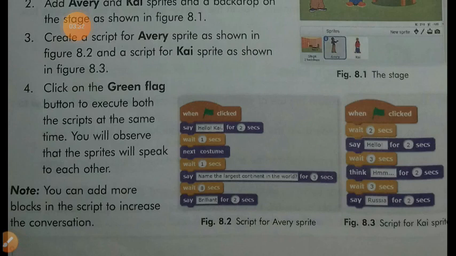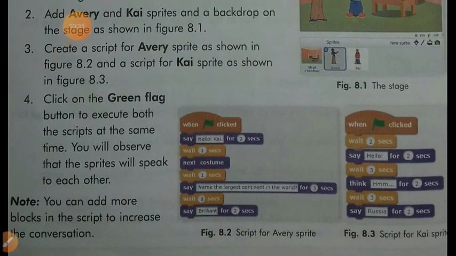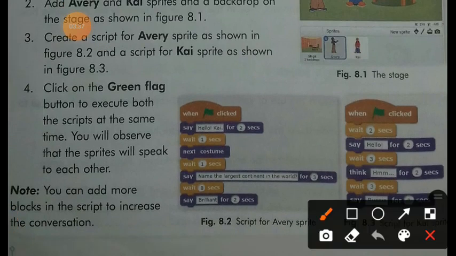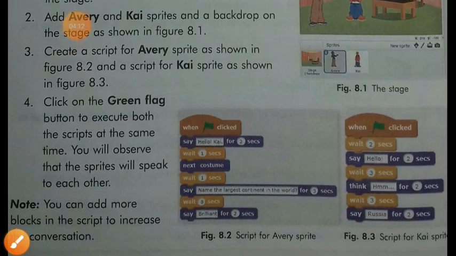So students, you have to create this script in your script area. Here you can see, you have to write the script. Then you have to click on the green flag button. Note students, you can add more blocks in the script to increase the conversation. Okay, now come to the next page.